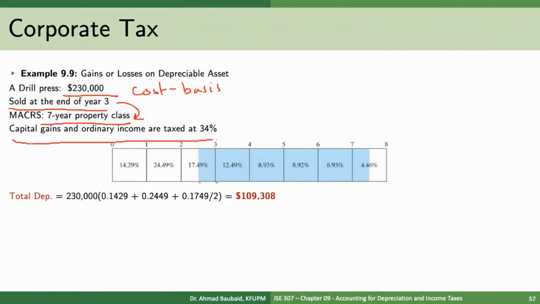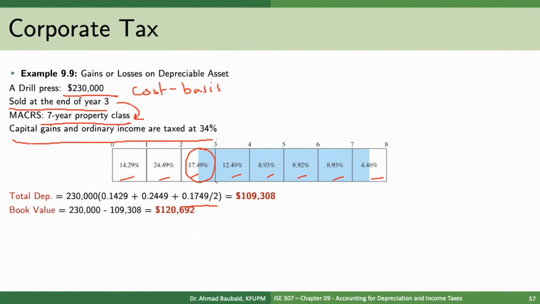So let's look at cases. First, let's compute the depreciation. So I go back to my MACRS table. I find the 7-year column. I put down the percentages, all the way till year 8. I have to divide this one by 2. And that's what I do here. And I find the total depreciation only for the first 3 years, with the last one divided by 2.